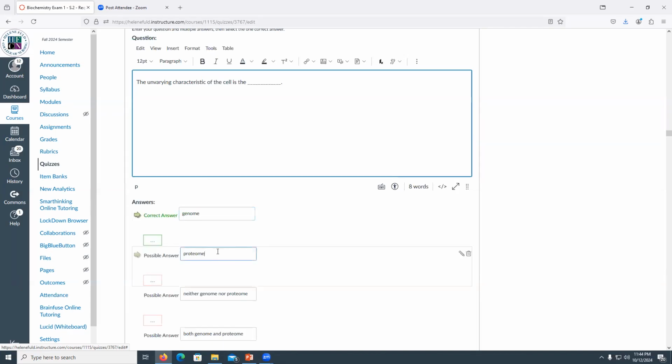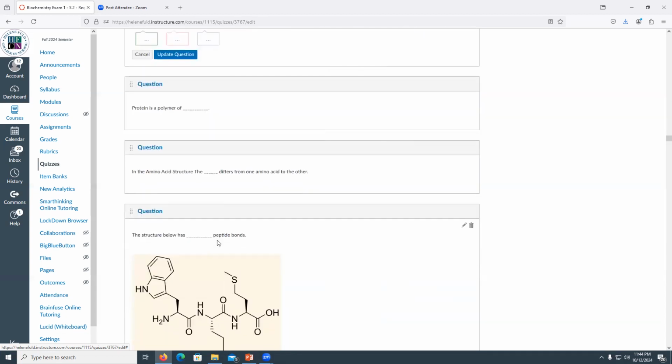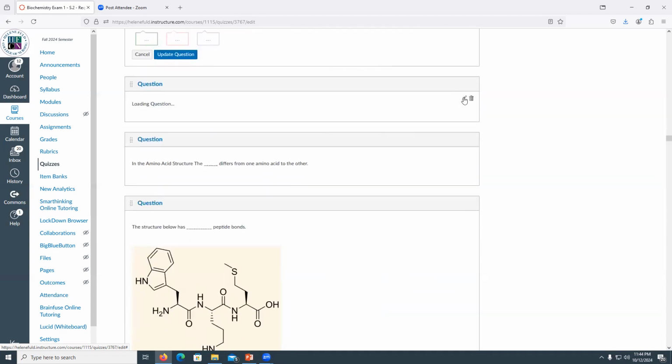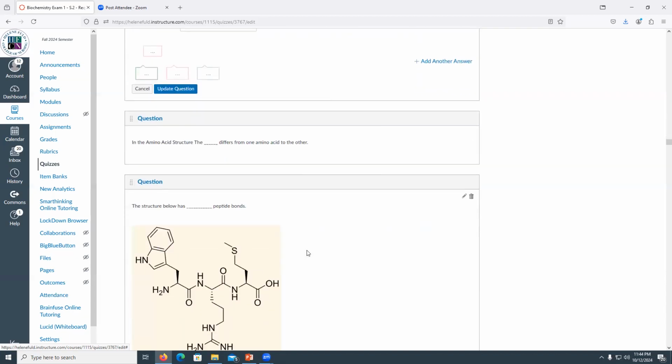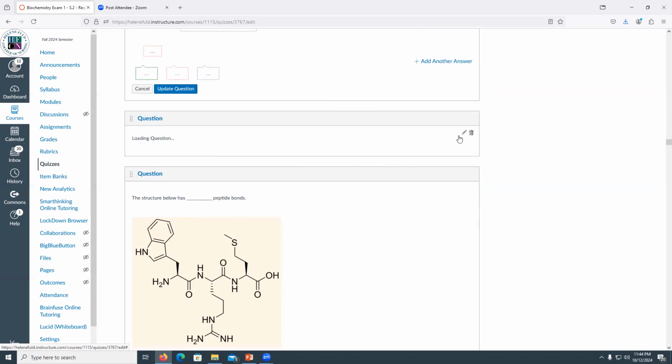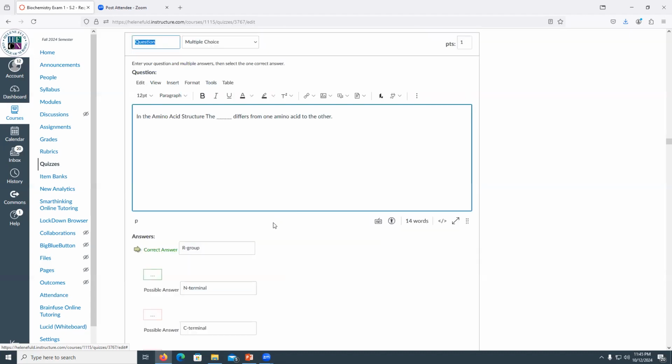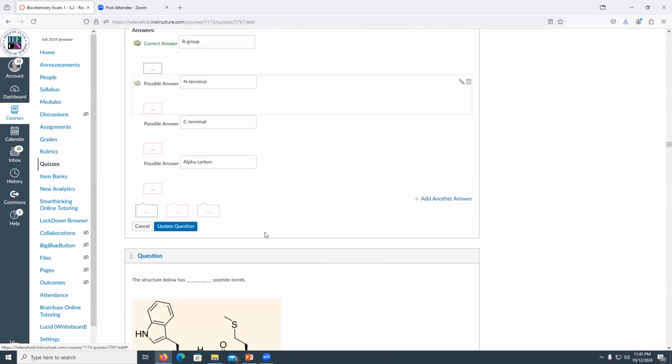So we do the central dogma of biology, and there are different polymerases that will transcribe different regions of the genome to give us the different proteins that will make the cells achieve their structure and function. Protein is a polymer of amino acids. In the amino acid structure, the R group differs from one amino acid to another. That R group is what makes one amino acid acidic, the other amino acid basic.